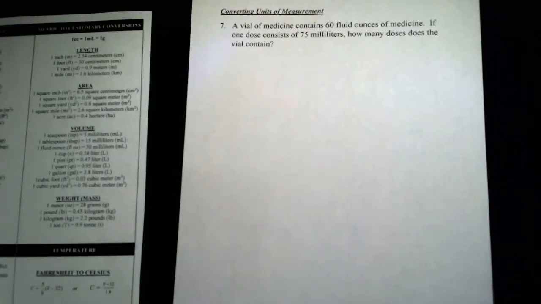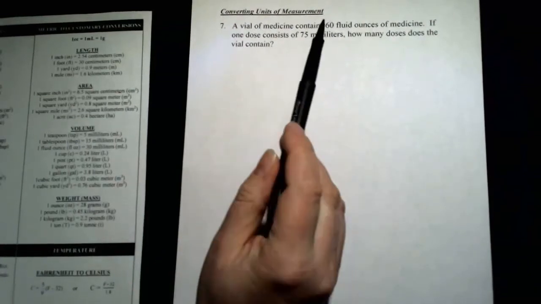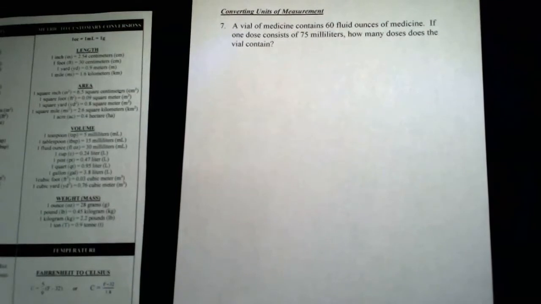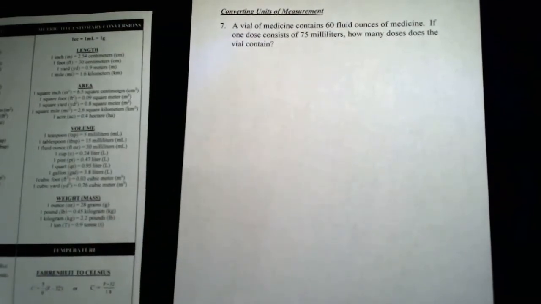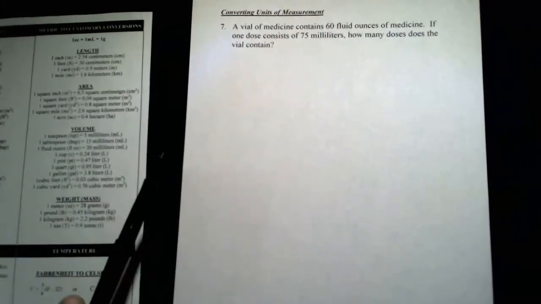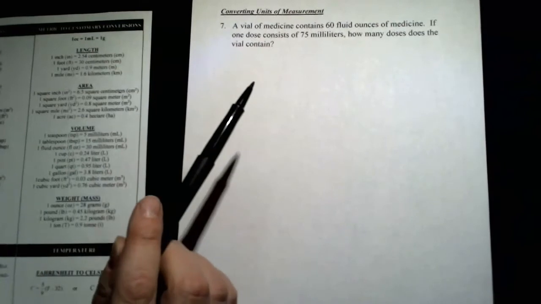Okay, so on to number 7, which says a vial of medicine contains 60 fluid ounces of medicine. If one dose consists of 75 milliliters, how many doses does the vial contain? In this question, they're giving you the total amount of fluid that you have in the entire thing, and then they're telling you how much one little piece of it is. If they're asking for how many pieces you could make out of that, then you need to divide.